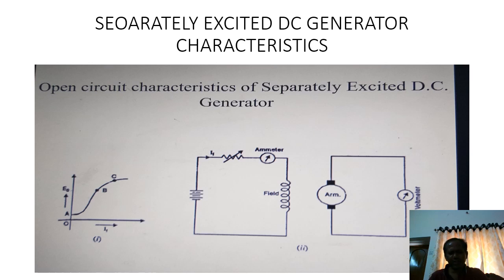First of all, take the equation Eg is equal to phi Z N by 60 into P by A. Eg is directly proportional to N and phi. In this condition, speed is constant and flux is variable. So for Eg versus phi, the flux changes with the field current, and the generated EMF also changes. Under this condition, this is the curve.